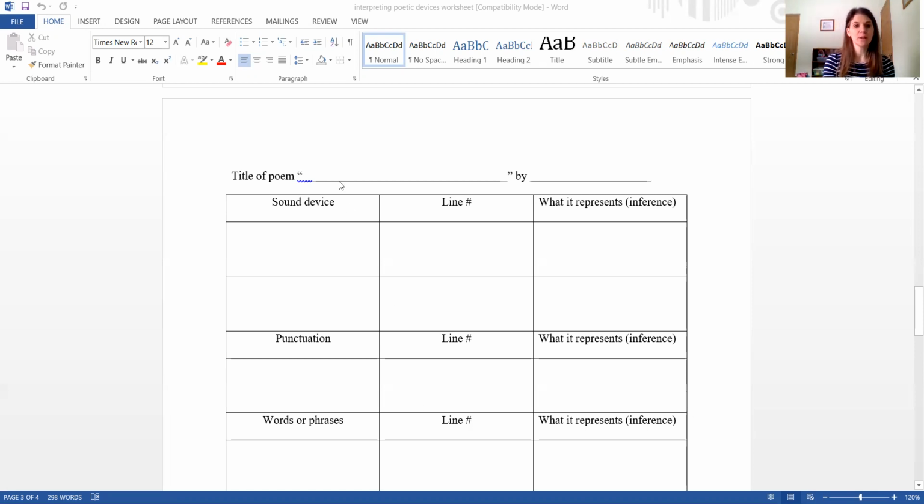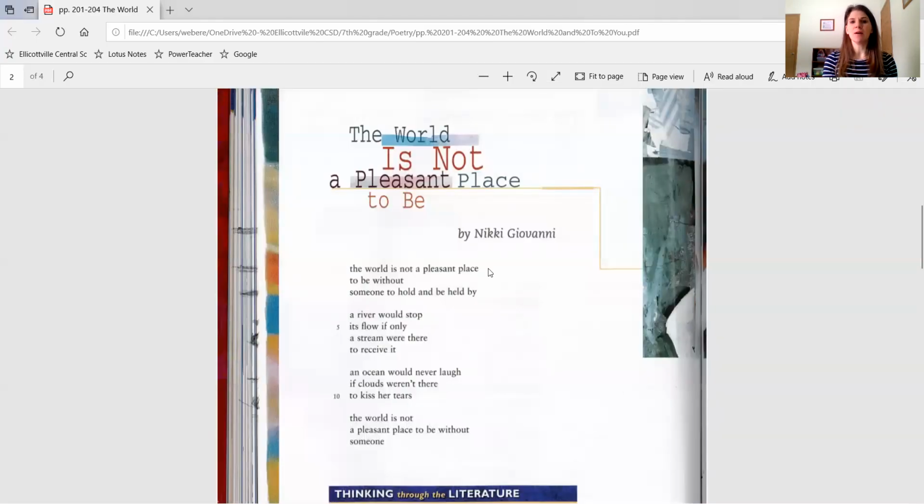So let's start with this poem. You're also going to want your book handy so that you can take a look, and I have the pages here as well. If you take a look at the poem, we can see here the title, "The World is Not a Pleasant Place to Be," and our author is Nikki Giovanni.